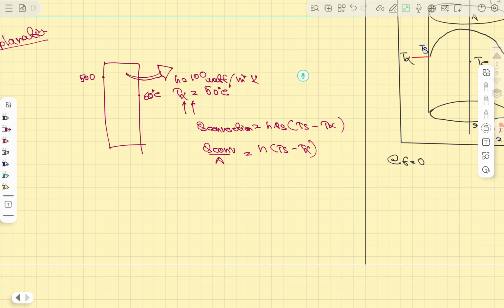Now the surface reaches 80 degrees Celsius, roughly. I'm just assuming. Now why is it like that? Why 80 only? Why not below 80? Why is the surface not cooled below 80? Because the h is fixed. So what is h? h is 100 only. So the amount of heat convected is 100 watt per meter square. So there is a limitation.